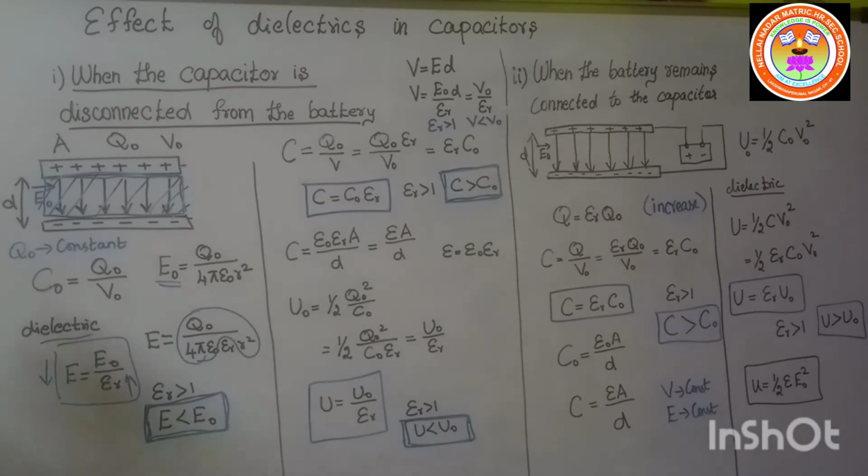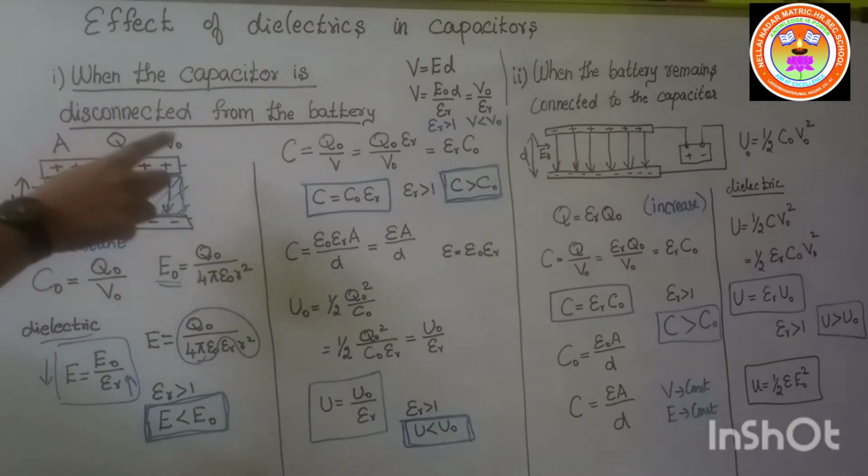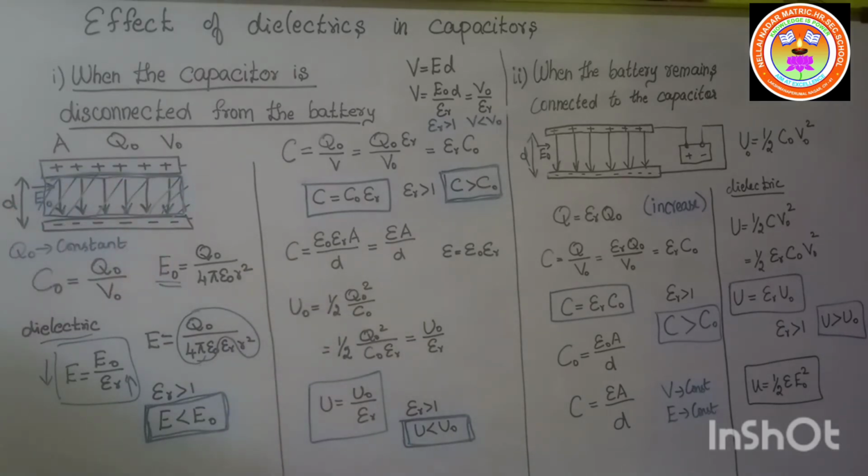So listen children, when the capacitor is disconnected from the battery, we are going to see 4 cases. First, what is the value of electric field? Second, what is the value of potential? Third, what is the value of capacitance? Last, what is the energy value? Here, what is the conclusion? The electric field is reduced. It decreases. So when the battery is disconnected and the dielectric is introduced, the electric field decreases. That is the first conclusion.